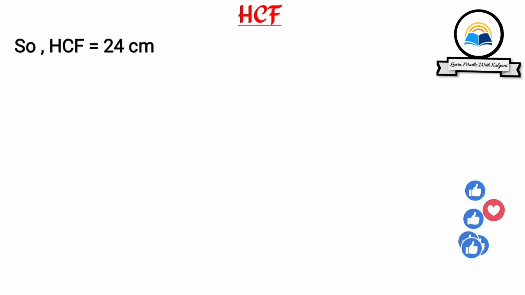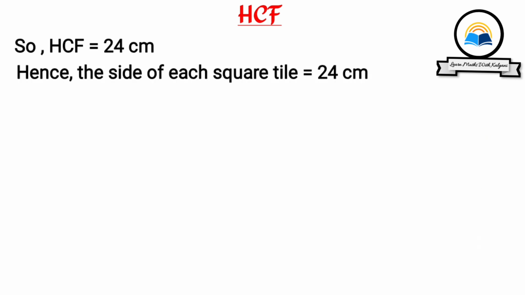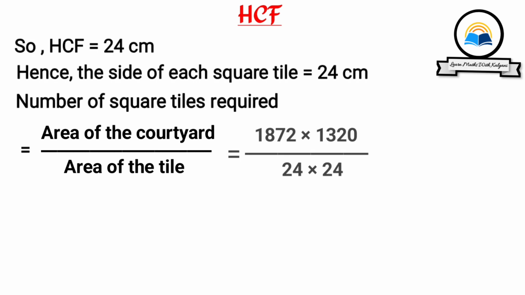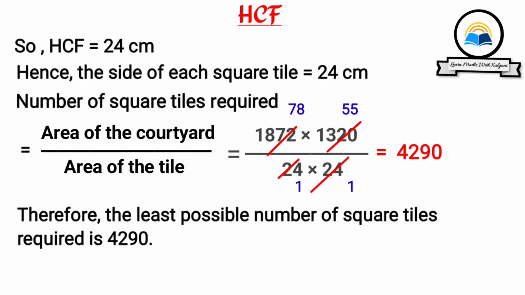So, HCF equals 24 centimeters. Hence, the side of each square tile is 24 centimeters. Number of square tiles required is area of the courtyard by area of the tile. Therefore, the least possible number of square tiles required is 4290.